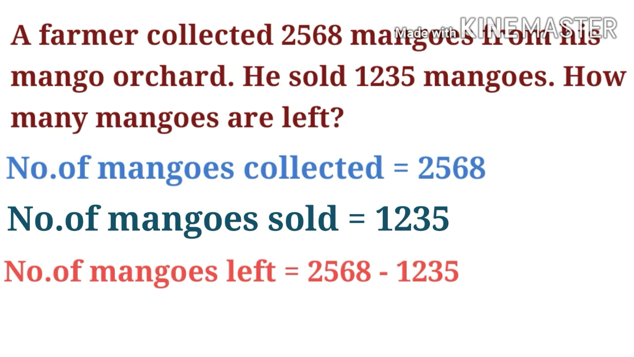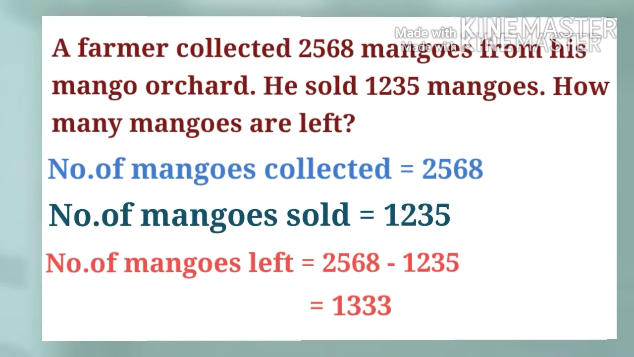Yes, number of mangoes left, that is equal to 2,568 minus 1,235, that is equal to 1,333. So, the number of mangoes left is equal to 1,333. Okay? Now, let us look one more example.